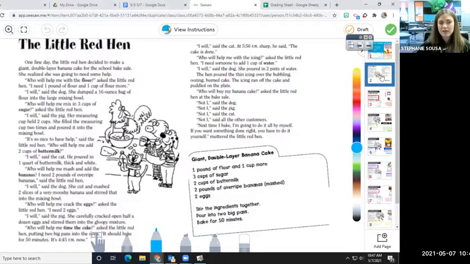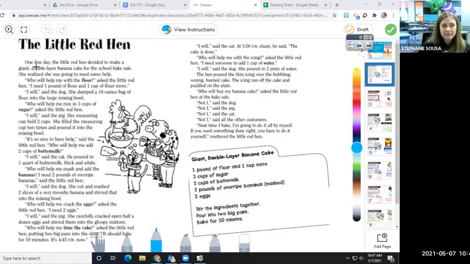Go ahead and hop to slide 2. This is the fairy tale, The Little Red Hen. It has been changed a tiny bit to include some math problems. Let's read, please. You can follow along on your screen with your eyes.